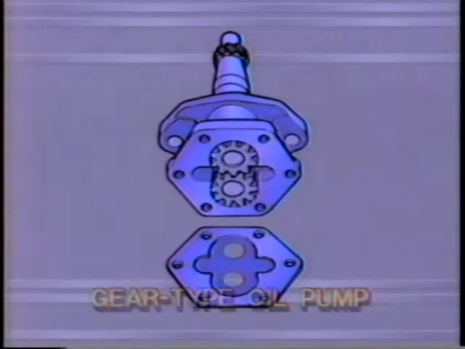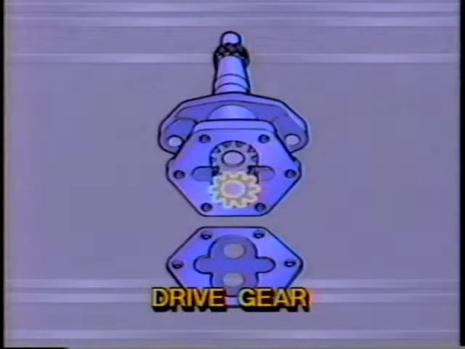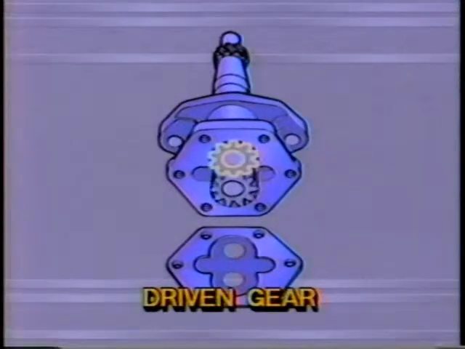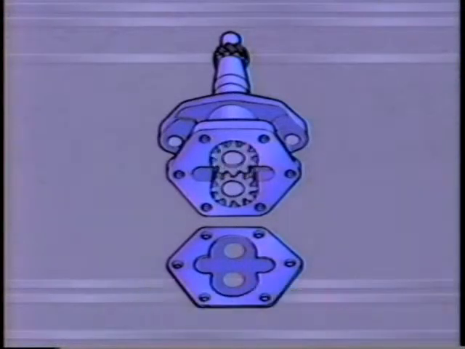In this oil pump, there are two spur gears, a drive gear and a driven gear, mounted in a close-fitting housing. When pumping, oil is carried around the outside of each gear in the space between the gear teeth and the case. As the teeth mesh in the center, oil is forced out, producing oil pressure.